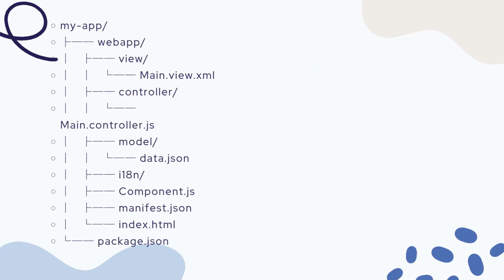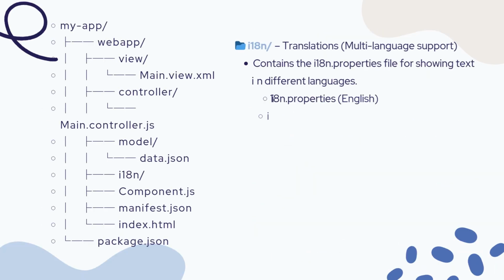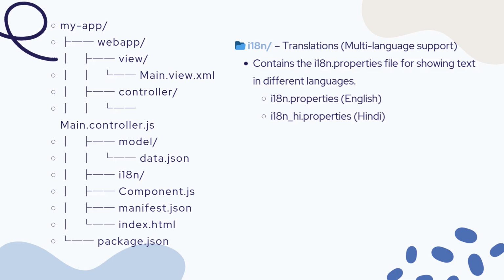Then we have the i18n folder for multi-language support. It contains translation files like i18n.properties for English and i18n_hi.properties for Hindi. So based on the user's language, the app can show content accordingly.